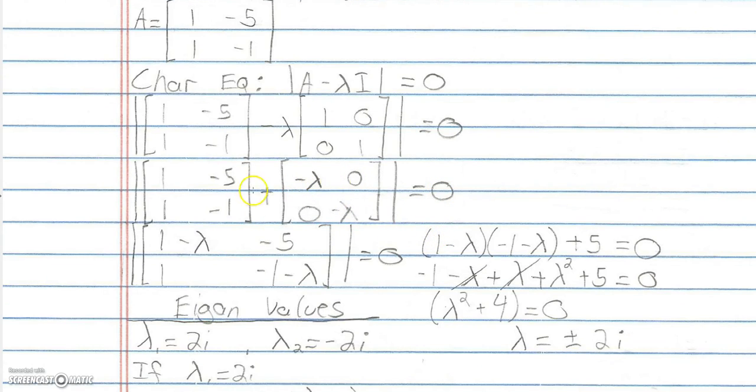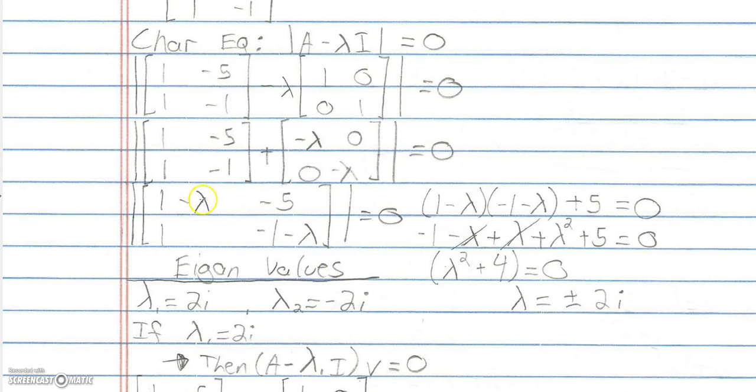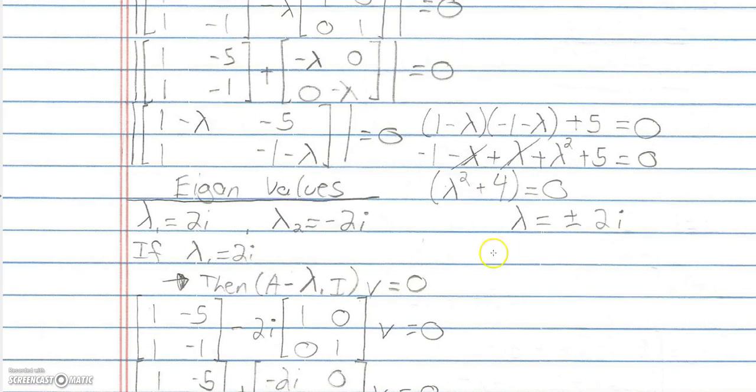Now we're going to add these together. And we get this right here. So now we can take the determinant of this. To take the determinant, you take this value times this value minus this value times this value. And that's what we get right here. If we factor this out, we're going to cancel out a few things, and we're going to be left with lambda squared plus 4 equals 0. So that means that our lambda 1 is equal to 2i, and our lambda 2 is equal to negative 2i.